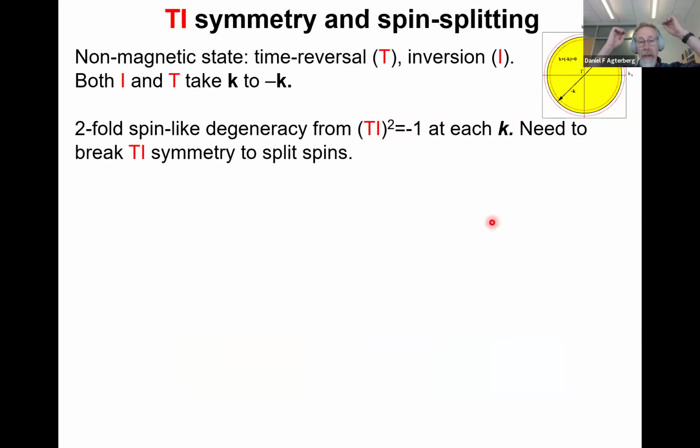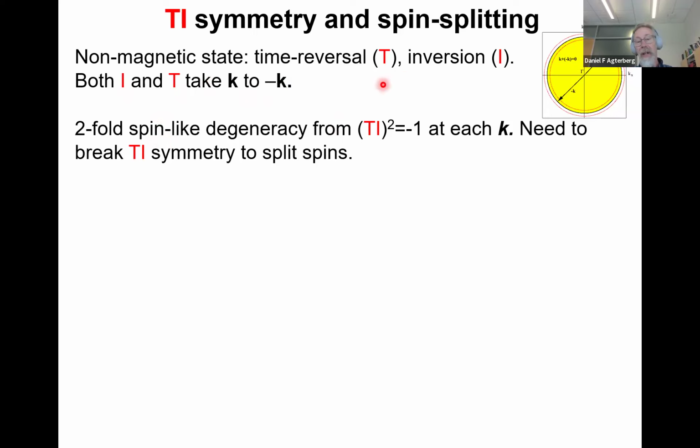All right, so what do I mean by spin splittings, and where do spin degeneracies come from? Throughout this talk, I'm going to assume that the non-magnetic states have both time reversal and inversion symmetries. Both these symmetries take a momentum k to momentum minus k. Time reversal flips spin, inversion does not. When we have both these symmetries, the product of the two is a symmetry that takes momentum k to itself.